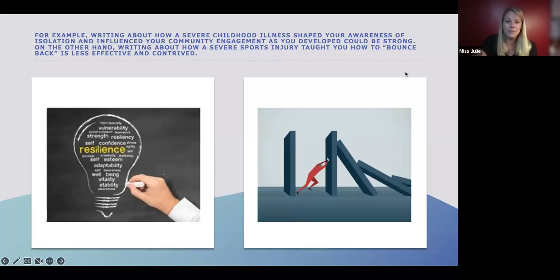So for an example, writing about a severe childhood illness and how it shaped your awareness of isolation and influenced your community engagement as you developed could be strong, right? So instead of the whole focus being on, I had this terrible childhood illness, you would instead focus the essay on how this illness influenced your community engagement and spend more time talking about what you've done in your community because of this, right? And how it developed you and how it made you a strong person and how it helped you grow, right? What you learned from this and then how you used it. What did you use and how did you put it into action, right?